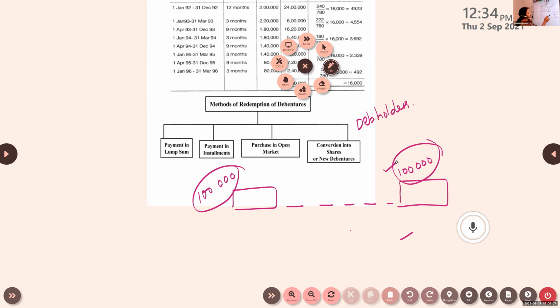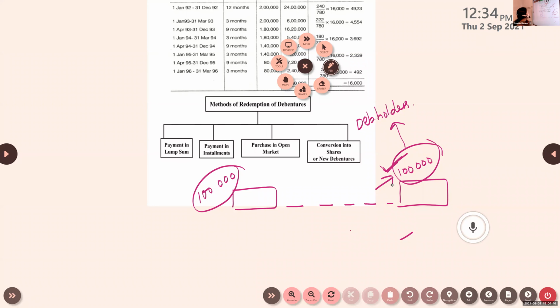How do they make this arrangement for the money? What are the methods that the company adopts to give back this amount to debenture holders? From where do they take this 1 lakh rupees and give them? How does the company arrange this fund for the repayment? That is the methods of redemption of debentures.